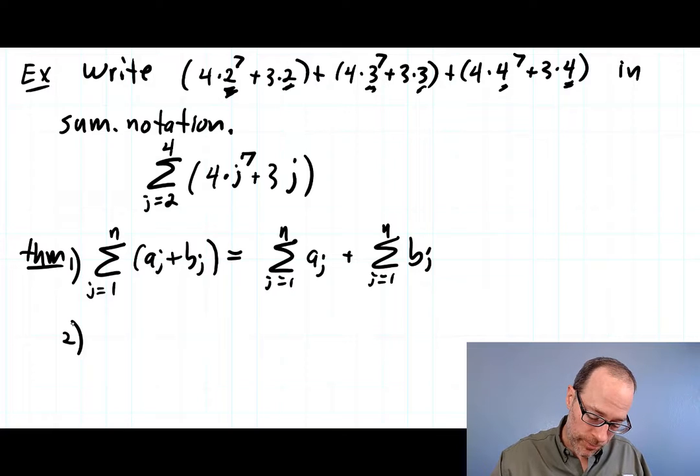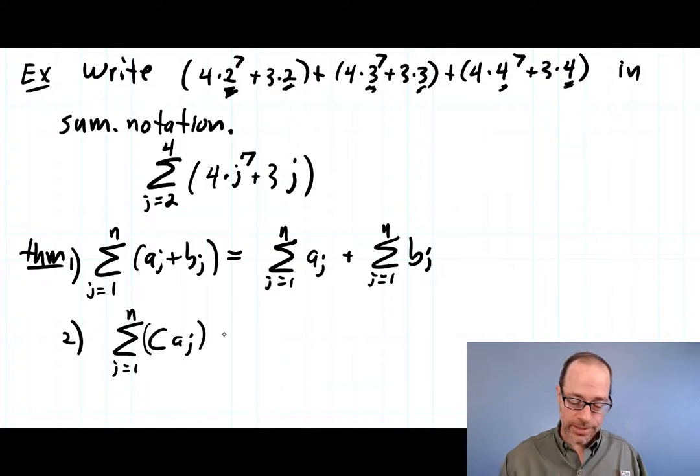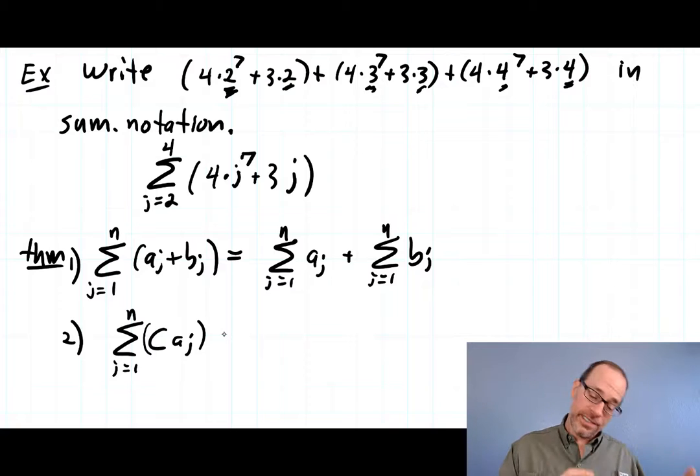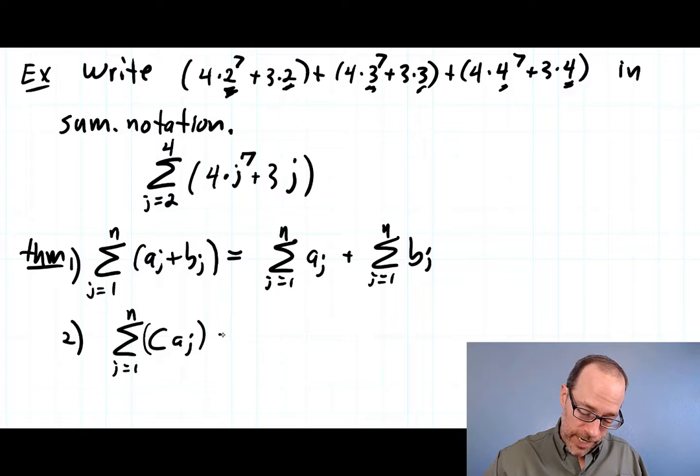And number 2, constants will pull out. If you have some constant c times aj from j equals 1 to n, well, that's just c times a1 plus c times a2 plus c times a3, etc. And you can factor a c out of everything, so the c just pulls out.